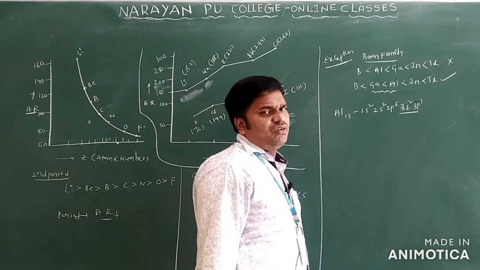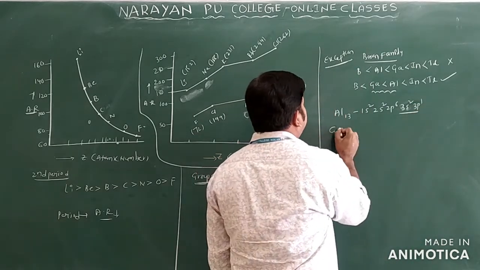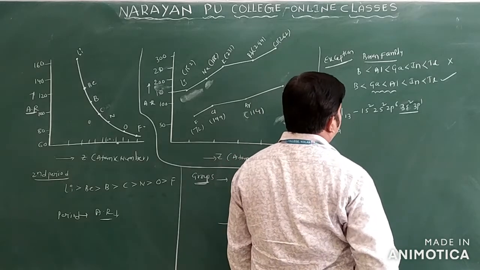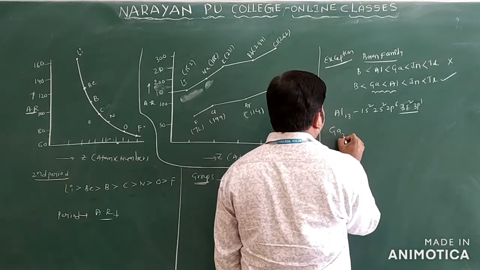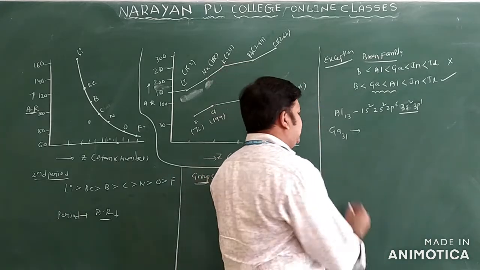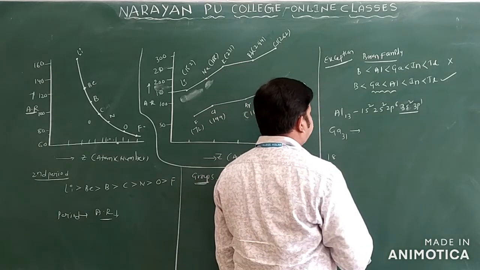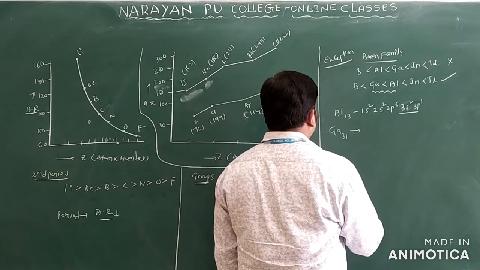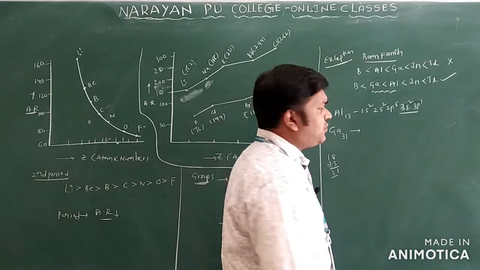This is the aluminum configuration only. Come to the gallium. How can you write it? We will write 31 only. 18 plus 13, you will get 31. 31 is the atomic number for gallium.